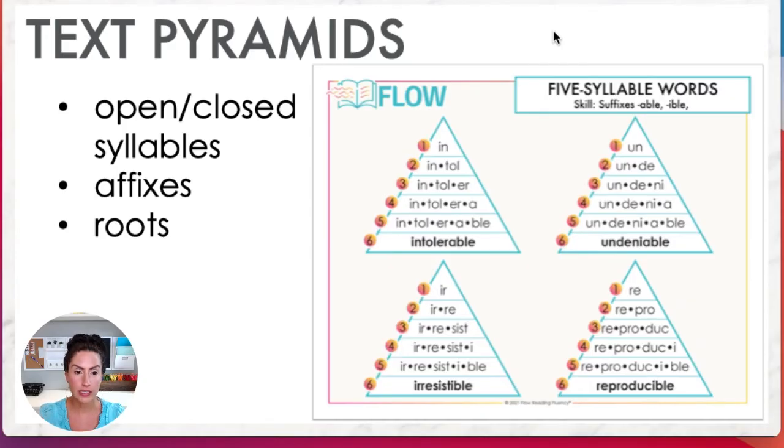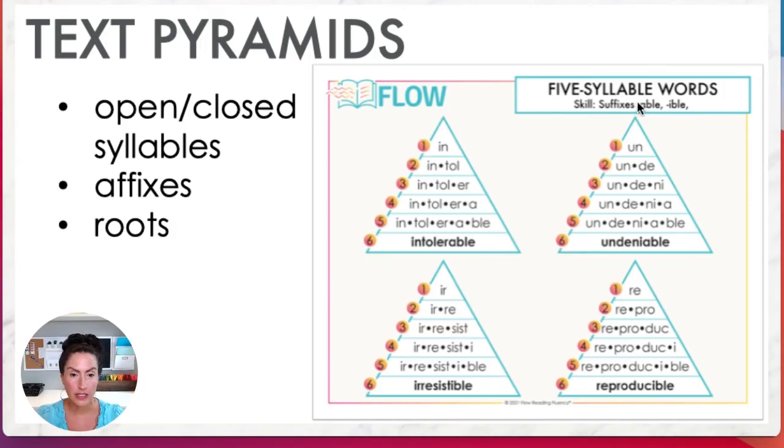Oh, and here is just another example of 5-syllable words. In this example, the skill that they're working on is suffixes. The suffix here is able, ible, and those are broken down accordingly. But what I love about it, especially if you're teaching an explicit word study program, is that they can really start to see those patterns.